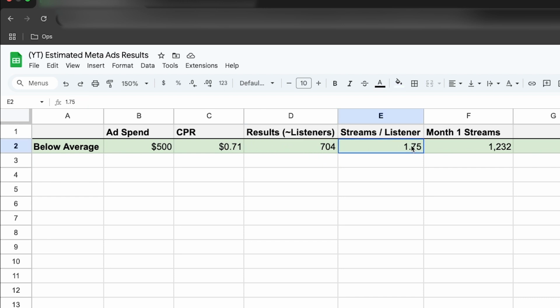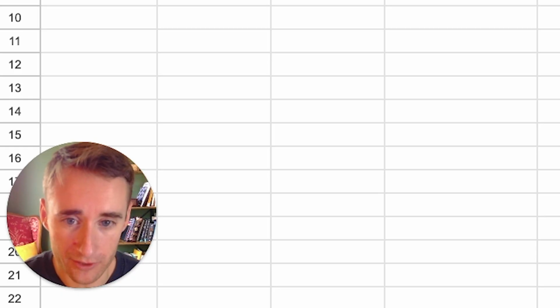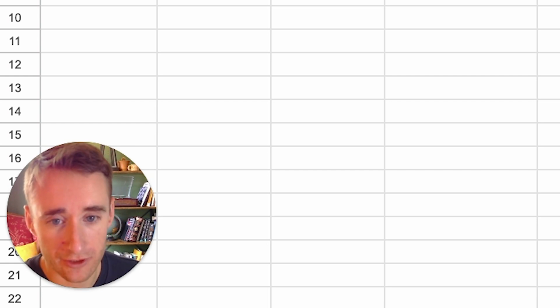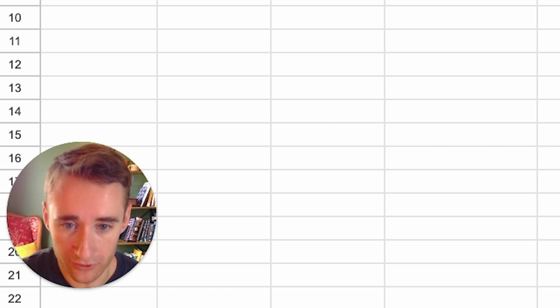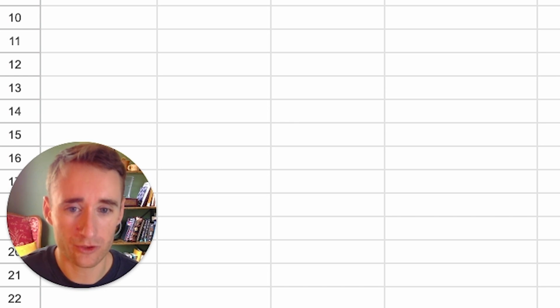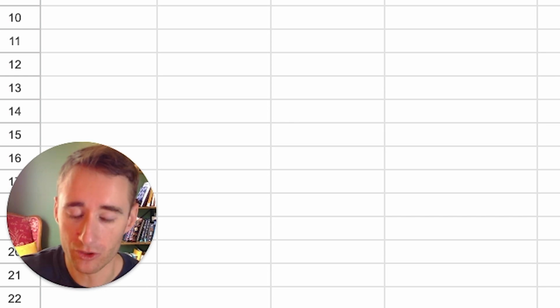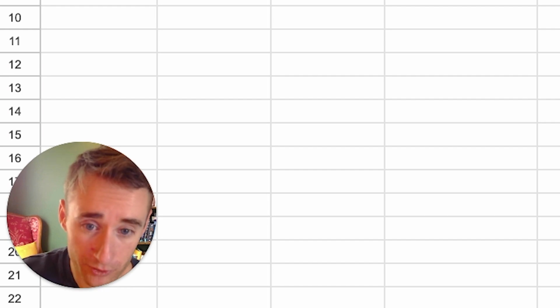Now, the other factor is streams per listener. So how many times does somebody stream the song once they get over to Spotify? This is another real example of a below average ad campaign: 1.75 streams per listener. So every listener that got over to Spotify, on average, streams the song 1.75 times. In general, if you're running ads, you should probably have a higher streams per listener than this if ads are your main source of traffic to the song, because ads are an engaged source of traffic. It's people who heard the song on Instagram or Facebook, demonstrated their interest, and then clicked the landing page to confirm their interest. And so typically most of these people are interested in streaming the song. If you had below 1.75, that would be concerning if ads were your primary source of traffic.